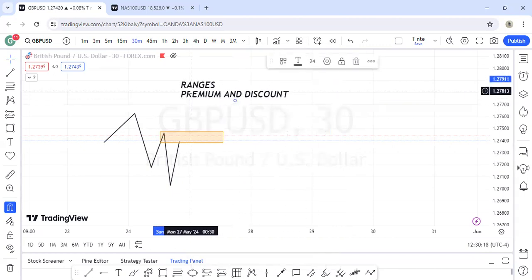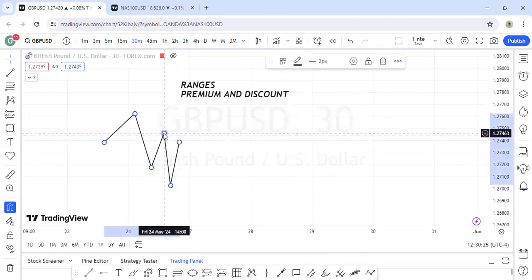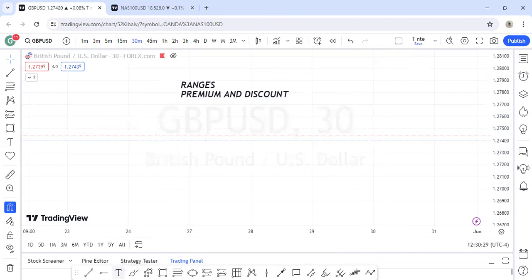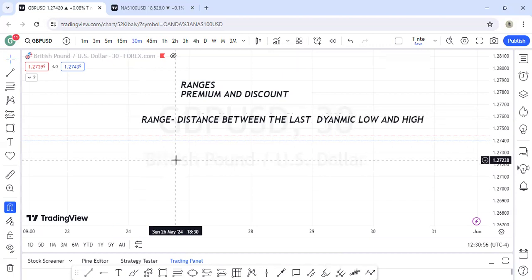Now, a trading range can be defined as the distance between the last low, right? Let us just type it out. A trading range can be defined as what? The distance between the last dynamic low and high, right?